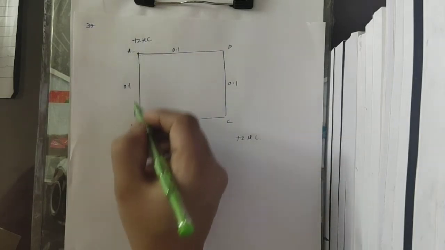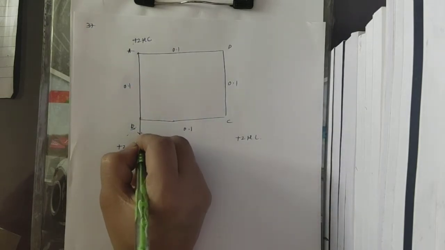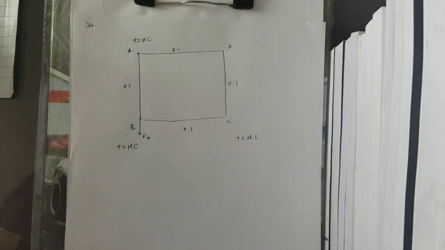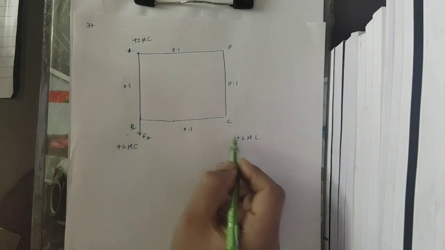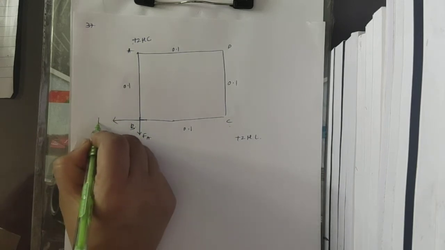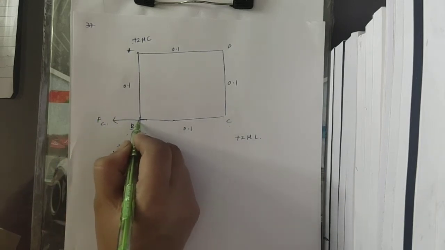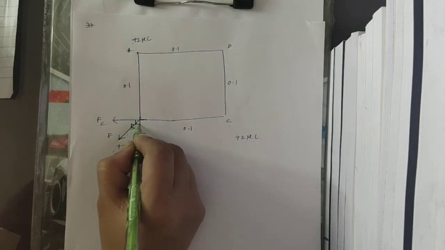This A is going to exert force on B. As this is plus, this is also plus, so this is FA. C is also going to exert force on B. This is also plus, this is also plus, so it is repulsive. This is FC. So the resultant force will be like this, that is F. And this theta is 90 degree.